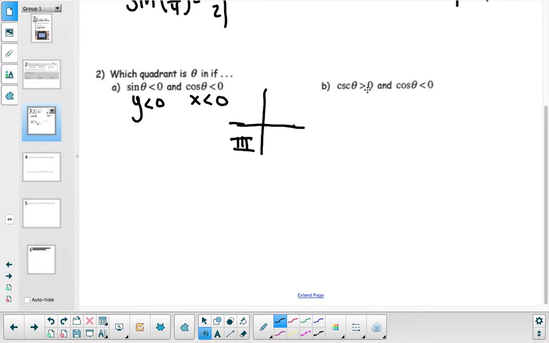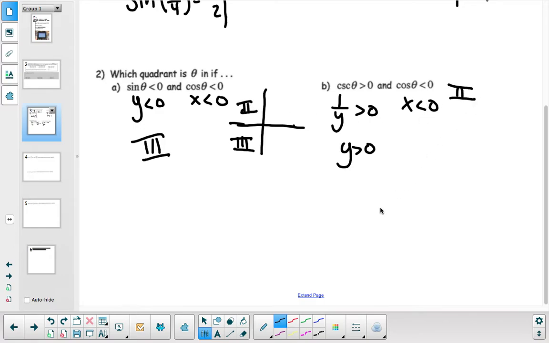Over here, cosecant is greater than 0 and cosine is less than 0. Again, x is less than 0. 1 over y is greater than 0 when y is greater than 0. So when y is greater than 0, cosecant is greater than 0 in quadrant 1 and quadrant 2. Cosine, or x, is less than 0 in quadrant 2. So over here, the answer is quadrant 2.